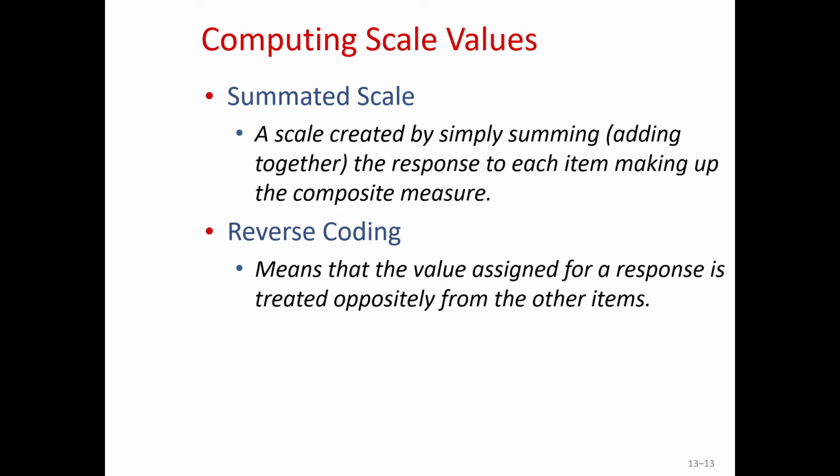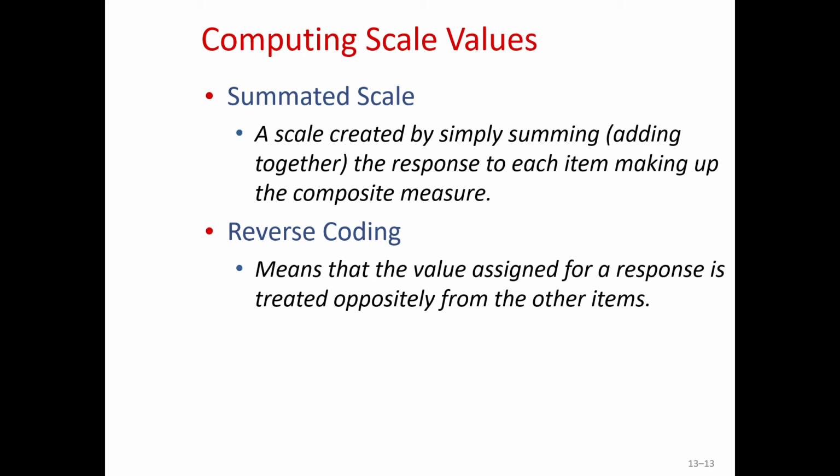Now, computing the scale's value. A composite measure can be created from common rating scales. And the scale is developed to assess something, how much a consumer trusts a website, for example. And these are summated scales. A summated scale is created by simply summing the response to each item making up the composite measure.